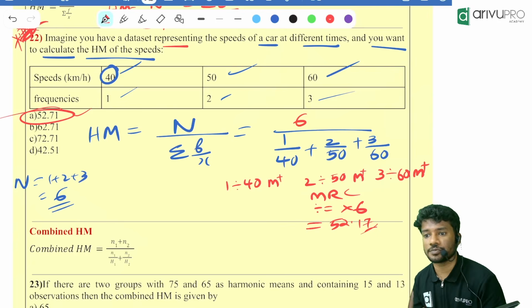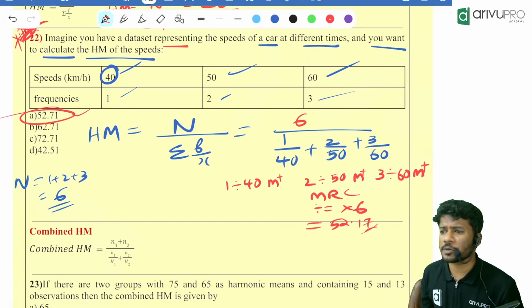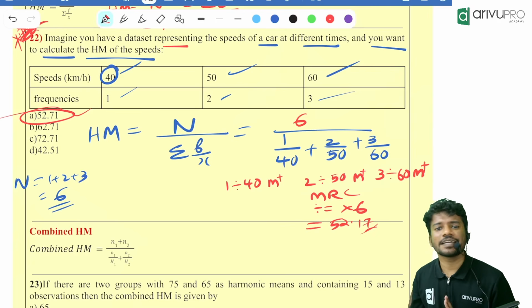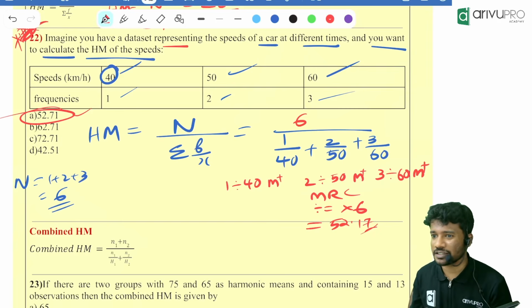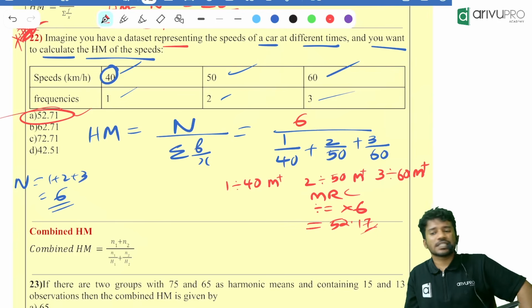That's all, the nearest option. I told you, right? In multiple choice questions you will only get the nearest option. Whatever question paper you take, the nearest option will be there. We need to just check the nearest option. That's your case with HM.